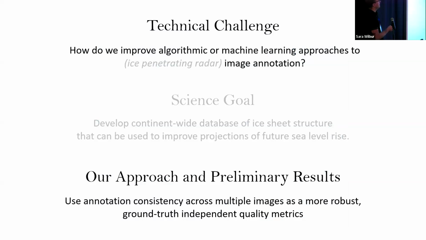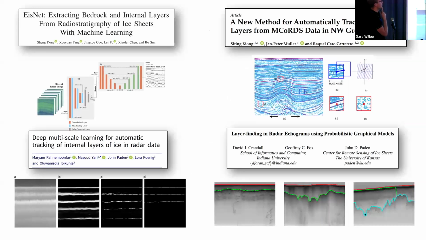So, recognizing we have this technical challenge motivated by the science goal, we are trying to improve the products of algorithmic or machine learning approaches to image annotation. And so I'm going to talk you through a little bit about our approach and how it differs from existing approaches.